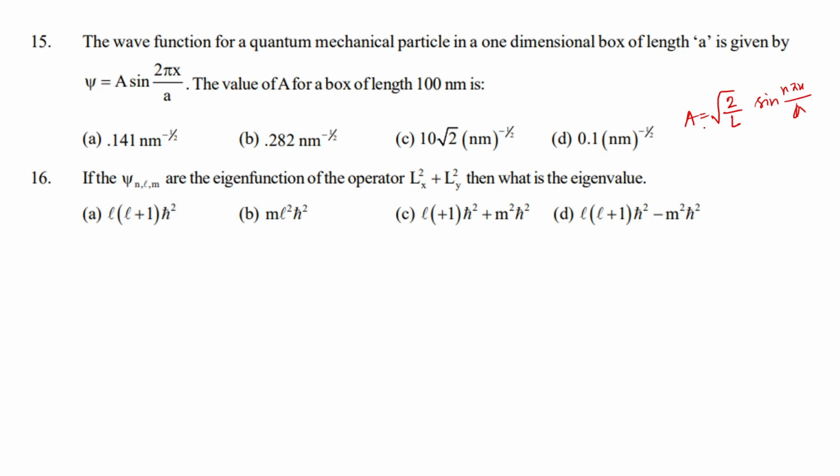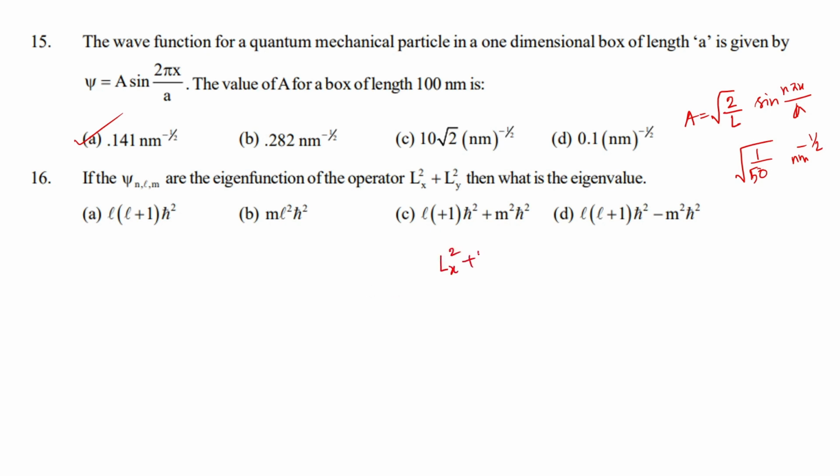Now L is given as 100 nanometer, so 2 by L is root over 1 by 50, because 2 by 100, and nanometer to the power minus half. You should also remember the unit. It is going to be the first one. Try to get the answer. What about question number 16? I know I am going a little fast.